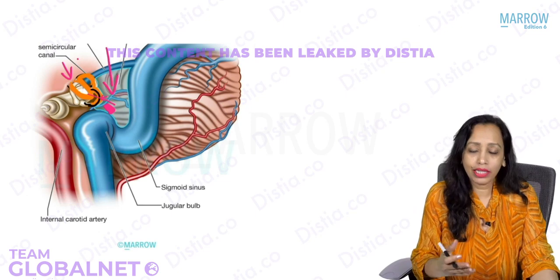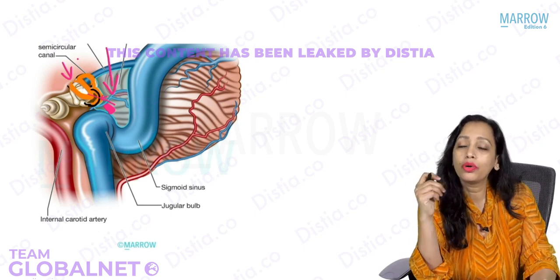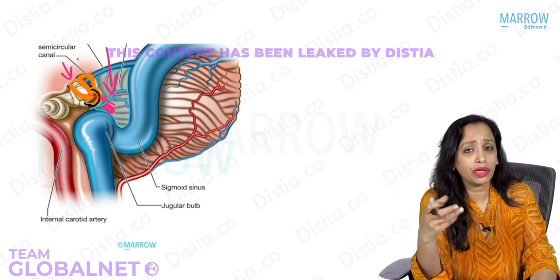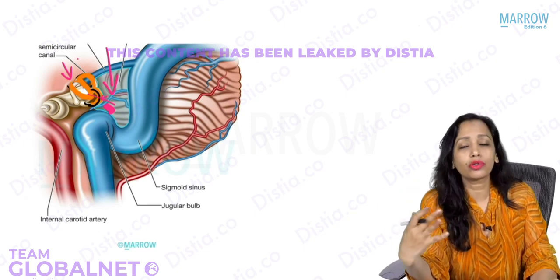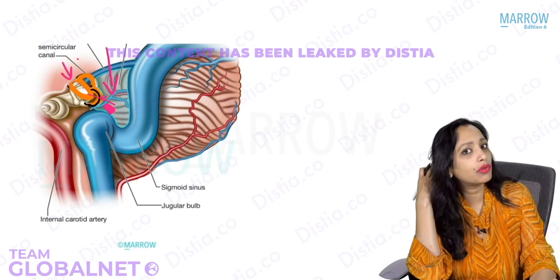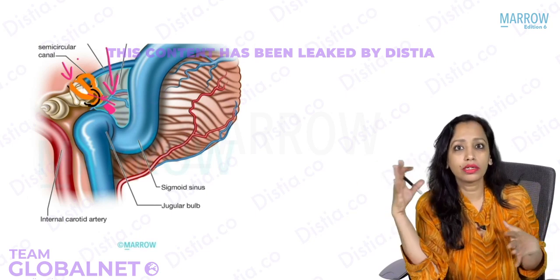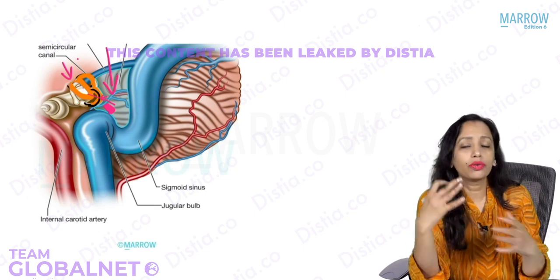And just imagine, that would be such an easy approach to approach the posterior cranial fossa through the mastoid, because mastoid surgeries we do so commonly. So if you can approach the posterior cranial fossa also through it, that would be so easy. You do not have to do an intracranial surgery to remove that. Through here you can easily approach.